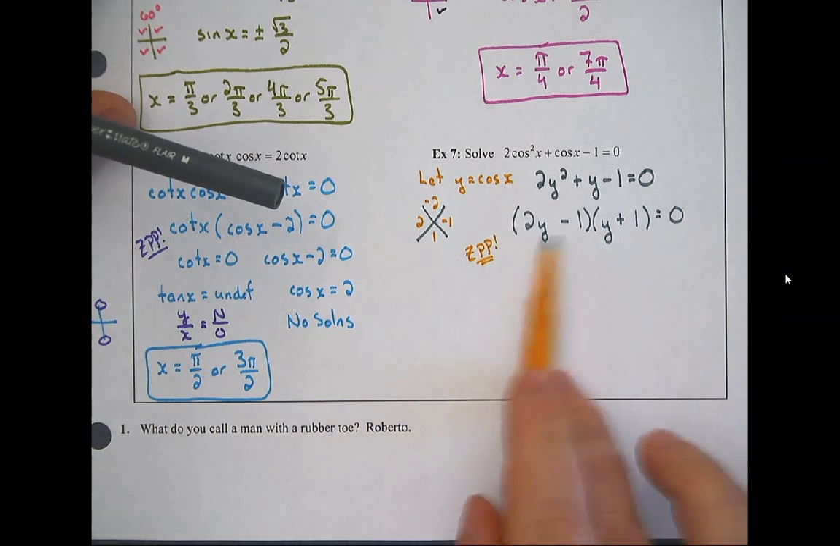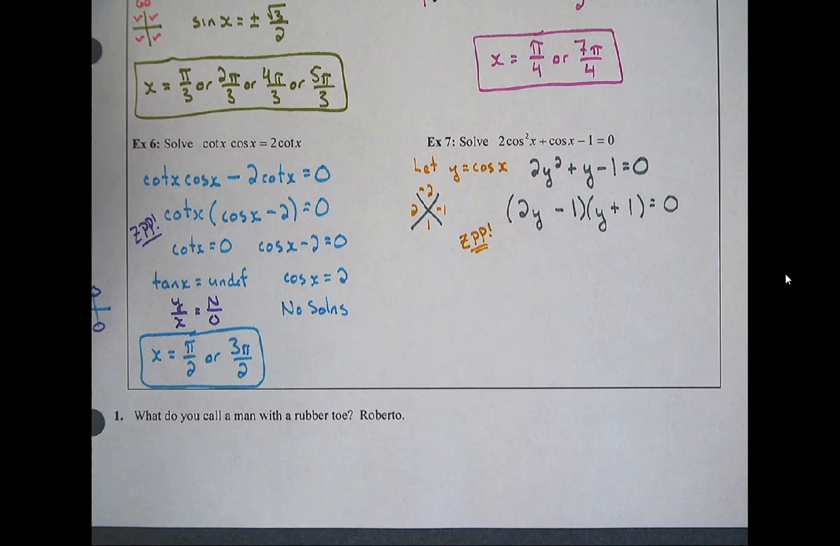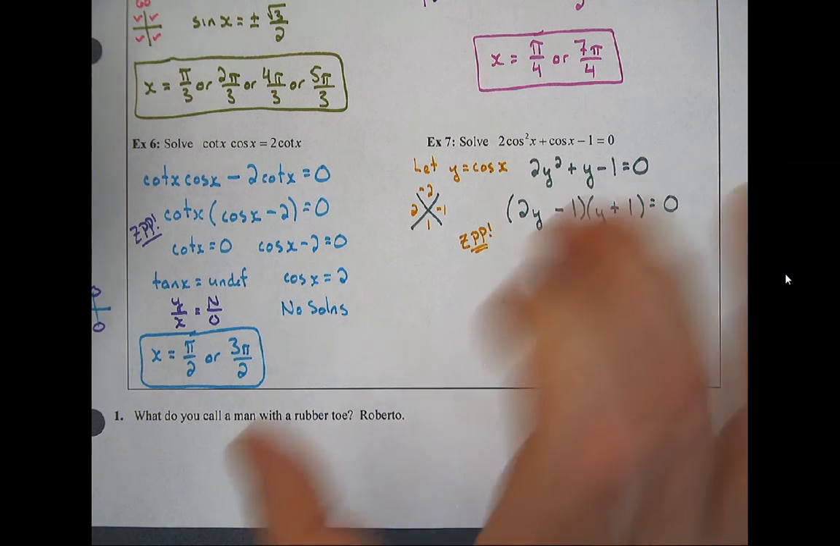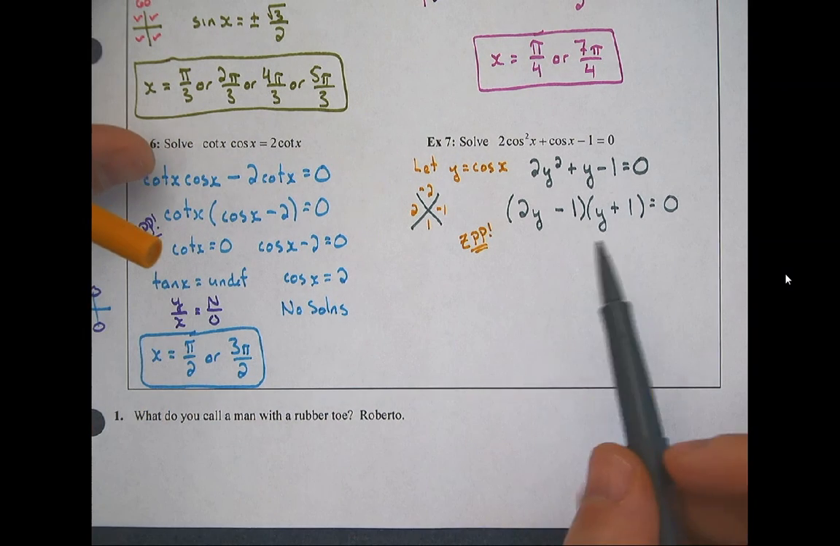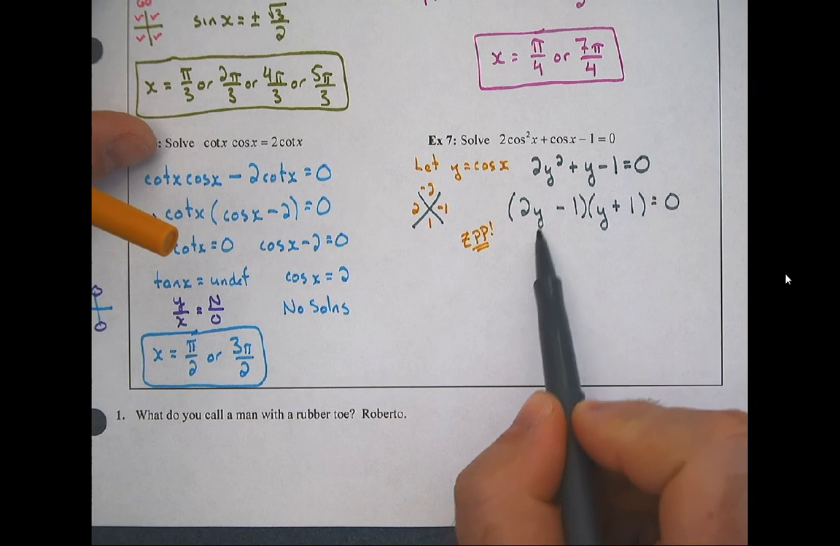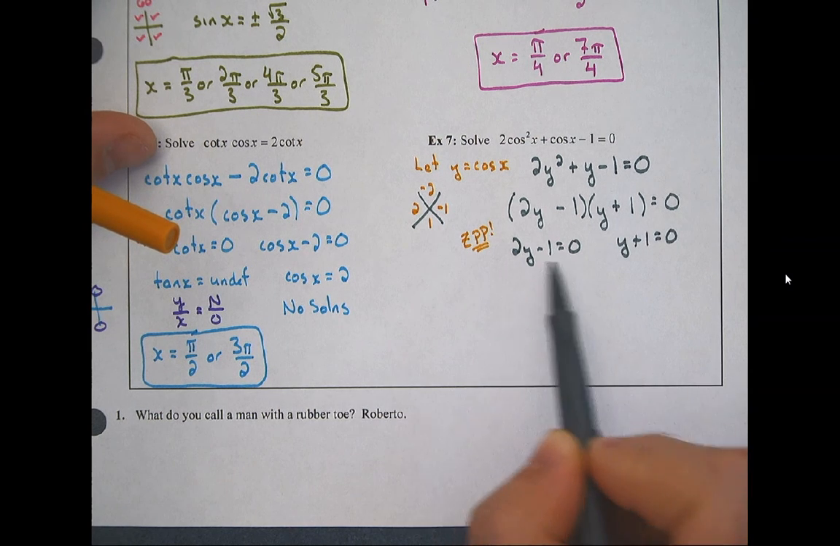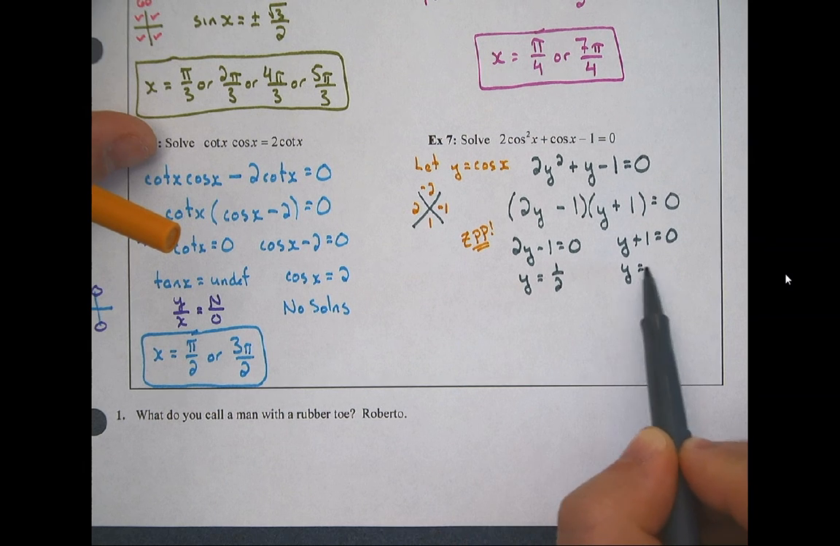By the way, if you didn't remember how to factor this, go back and watch section 0.2, I think, or 0.1, 0.3. It's one of those first ones. You must know how to factor. It's just common in this class or at this level of math. All right, ZPP this. So I would get 2y minus 1 equals 0, or y plus 1 equals 0. I would get y equals 1/2. I would get y equals -1.